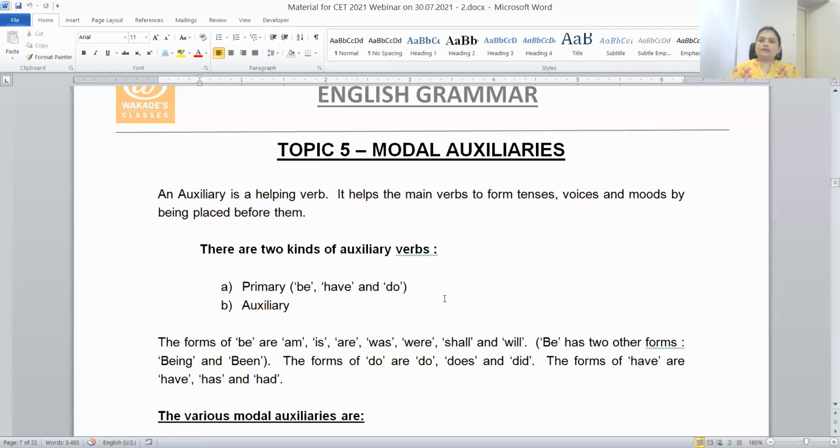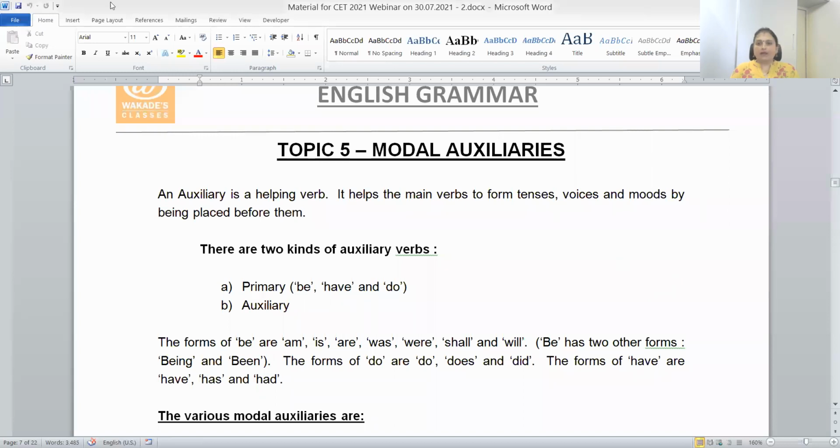So, children, let's start with modal auxiliaries. Now, children, we all have done modal auxiliaries. Many modal auxiliaries are there, but we are once again going to go through this topic. An auxiliary is a helping verb. We all know that. What does it do, children? It helps the main verbs to form tenses, voices, and moods by being placed before them.